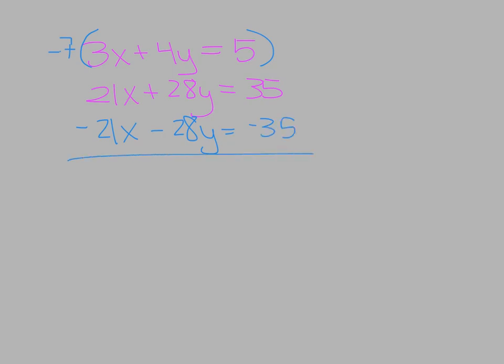When I do that, let's see what happens. 21x minus 21x, that goes away. That's eliminated. 28y minus 28y, that is eliminated. And then over here, we've got 35 minus 35 is 0. So we have 0 equals 0 because everything ends up being eliminated. Now, we know that this is a true statement, that 0 does equal 0. So the answer for this one is all real numbers.